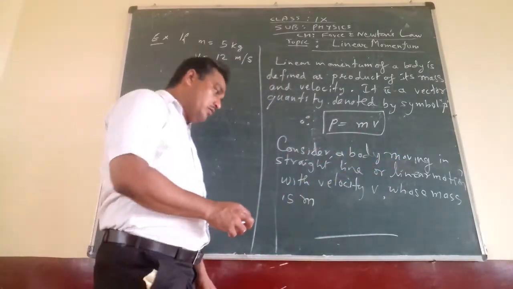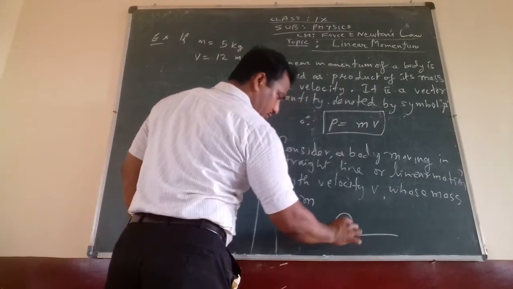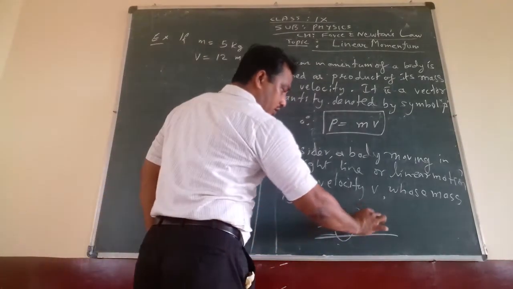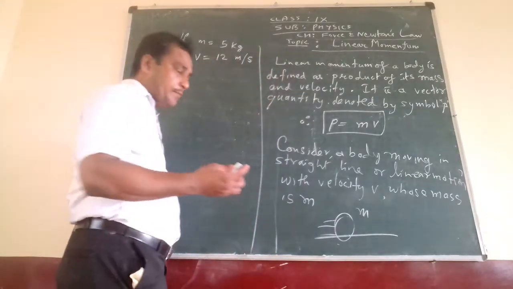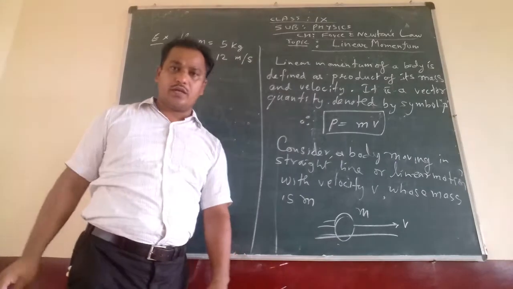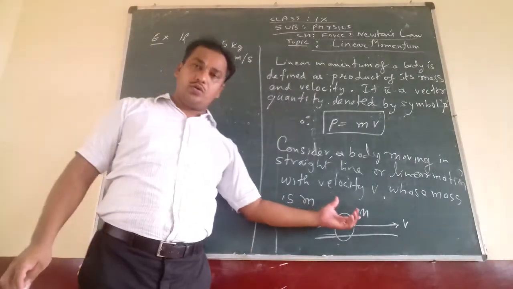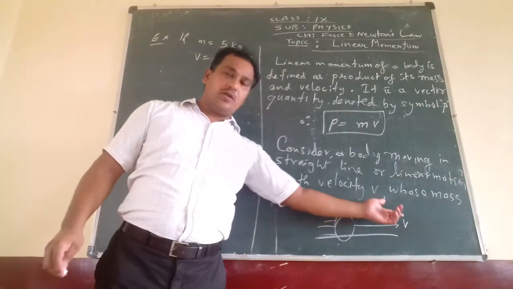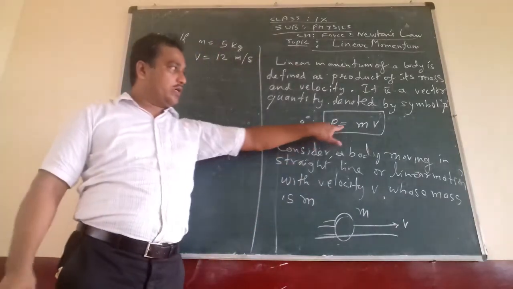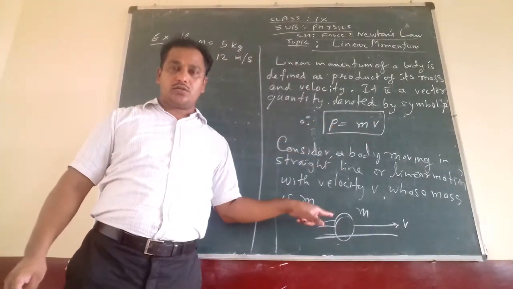For example, this is a ball which is rolling, the mass of this ball is m, denoted by the symbol m, and it is moving with the velocity v. You are aware of the unit of mass in kg and velocity in meter per second. So what will be the momentum? The product of mass and velocity.